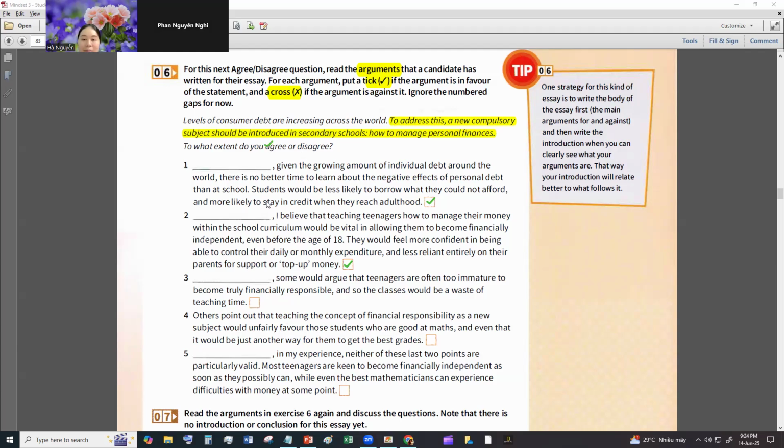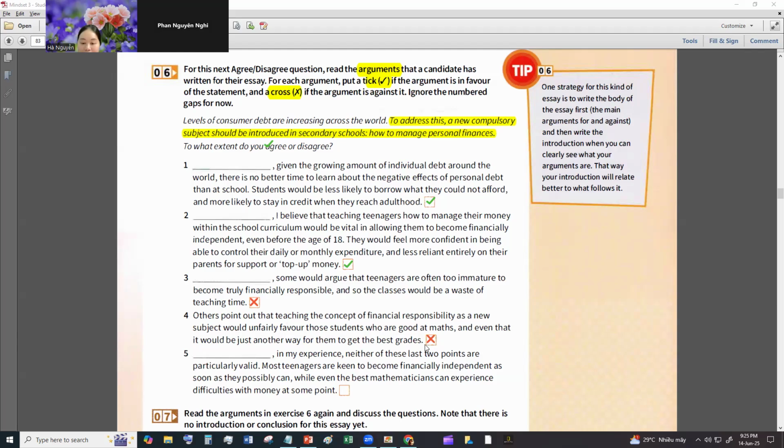So that's agree. Okay, number 3, some would argue that teenagers are often too immature to become truly financially responsible. What do you think this is? A tick or cross? Cross. That's right. Good job. Others point out that teaching the concepts of financial responsibilities would unfairly favor those students who are good at math. What do you think this is? It's a cross.